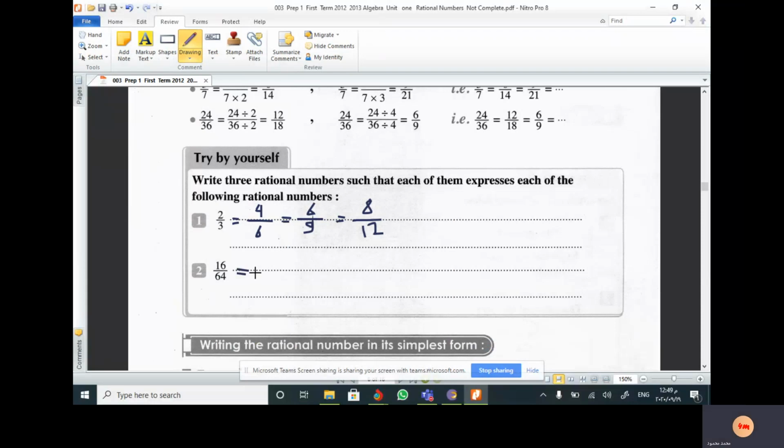And here you have 16 over 64. You can divide by 2. It will be 8 over 32. And you can divide by 4. You will get 4 over 16. You can divide by 8. It will be 2 over 8. And so on.